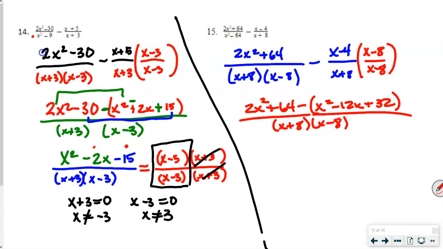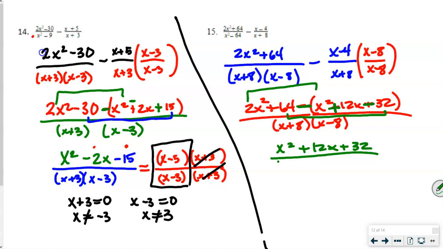So once again, all of that is over our x plus 8, x minus 8. So let's see if we have any like terms here. So we do again here. Oh, let's actually deal with this negative out front first. So that's going to be minus, that's going to be plus, that's going to change to minus, okay? So this time we've got 2x squared minus x squared, so that's going to give us an x squared. And then we've got plus 12x, because again we only had a 1x to the first. And then we have this 64 minus 32, so that would be plus 32. And that's all over x plus 8, x minus 8.